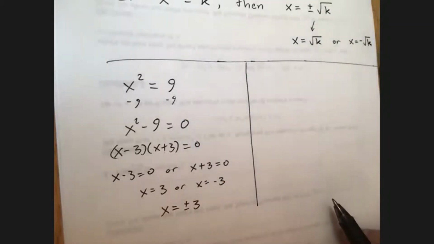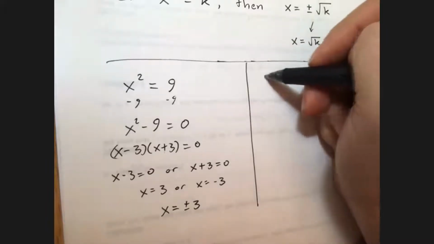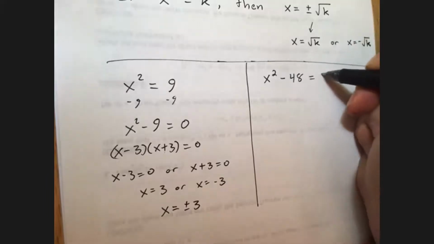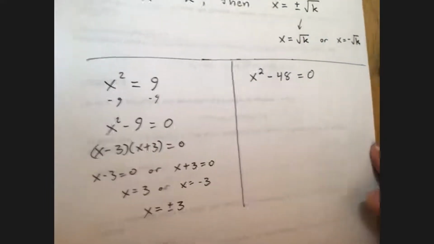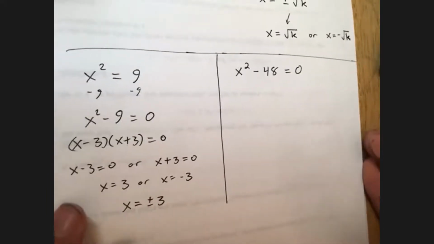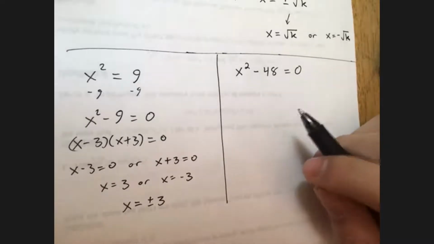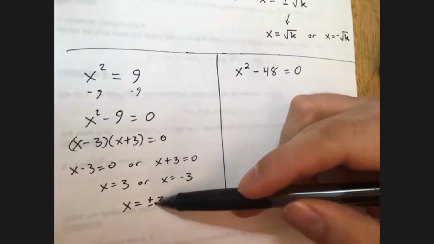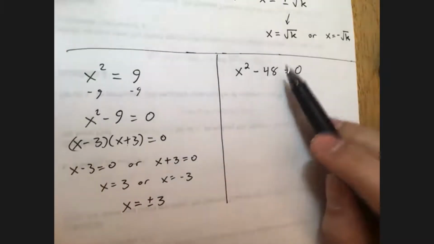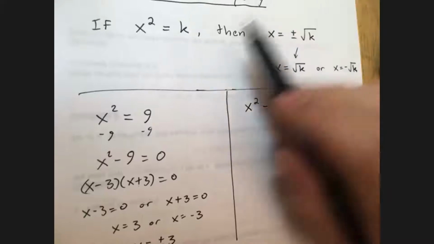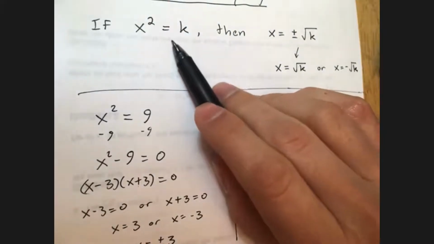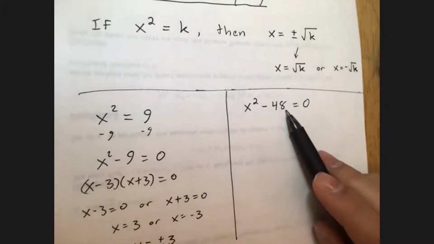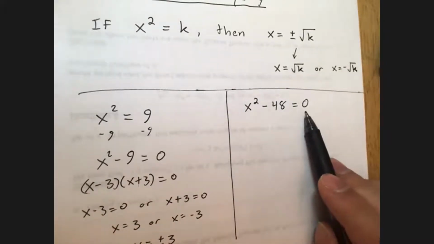Let's look at another one that's not too different. x squared minus 48 equals 0. So we're going to want to solve this. To use the square root property, instead of trying to factor it, we're just going to write it in the form that's up here. Okay, x squared equals some number. So that means that we're going to add 48 to both sides.